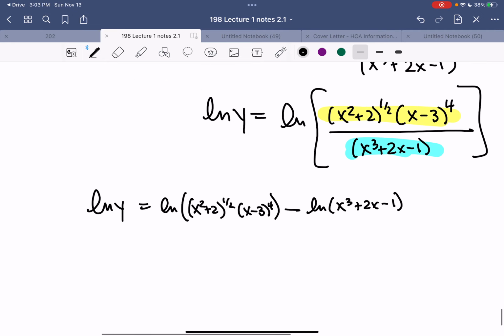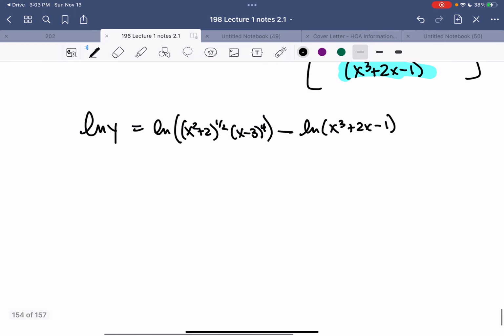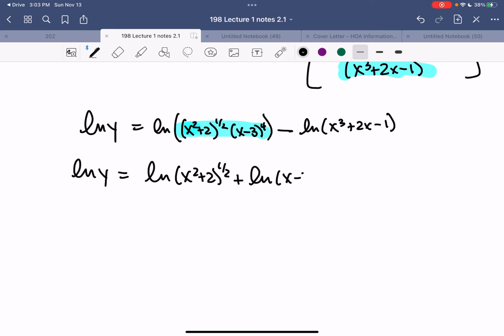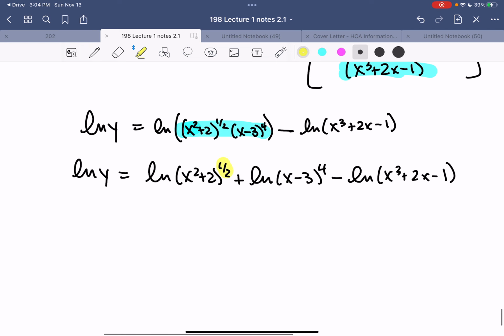And now I've eliminated a quotient rule, okay? But I'm not done. I can do more. Now I have a natural log of two things being multiplied. I can split that using addition. So this is the same as the natural log of (x squared plus 2) to the 1/2, plus the natural log of (x minus 3) to the 4th. And then I've got that last term, the natural log of x cubed plus 2x minus 1. There is no rule for the natural log of things being added or subtracted, so I can't pull those arguments apart. But I have one last thing that I can do, and that is dealing with these powers.